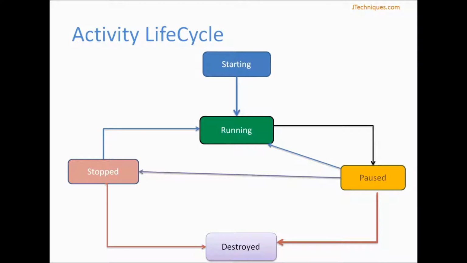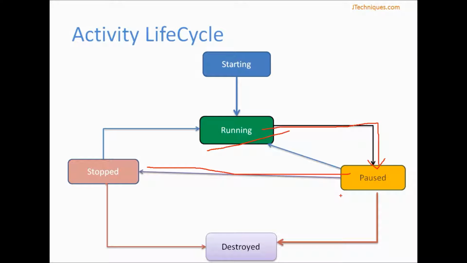Activity has a life cycle of its own. When Android creates an app or starts executing an app, it invokes the first activity and that activity is set in running state. At any given point, there will be only one activity that is currently running. If you invoke a new activity, then that running activity will go into a pause state, and from pause state it will go into a stopped state.